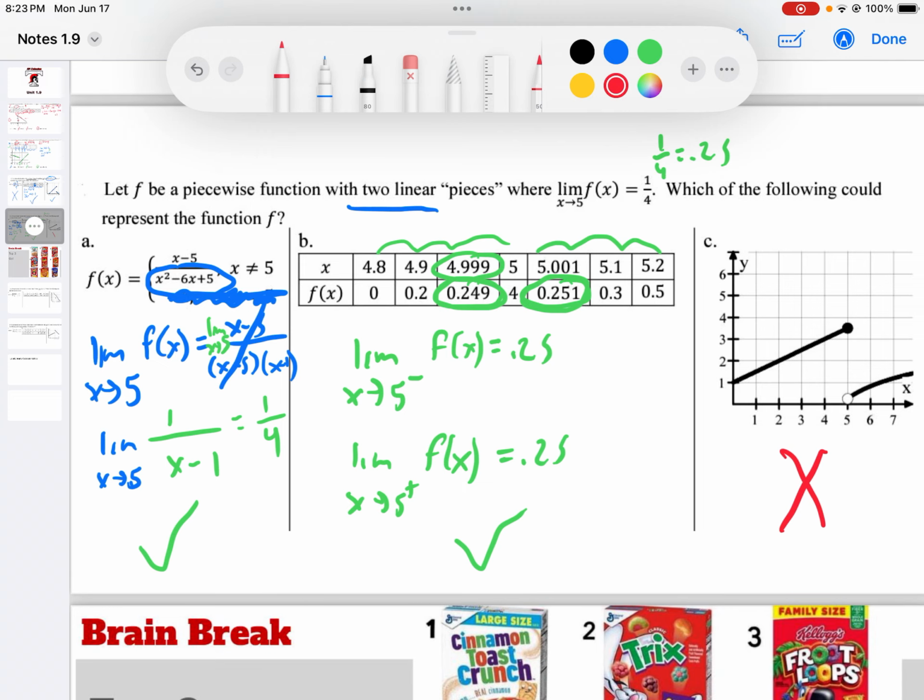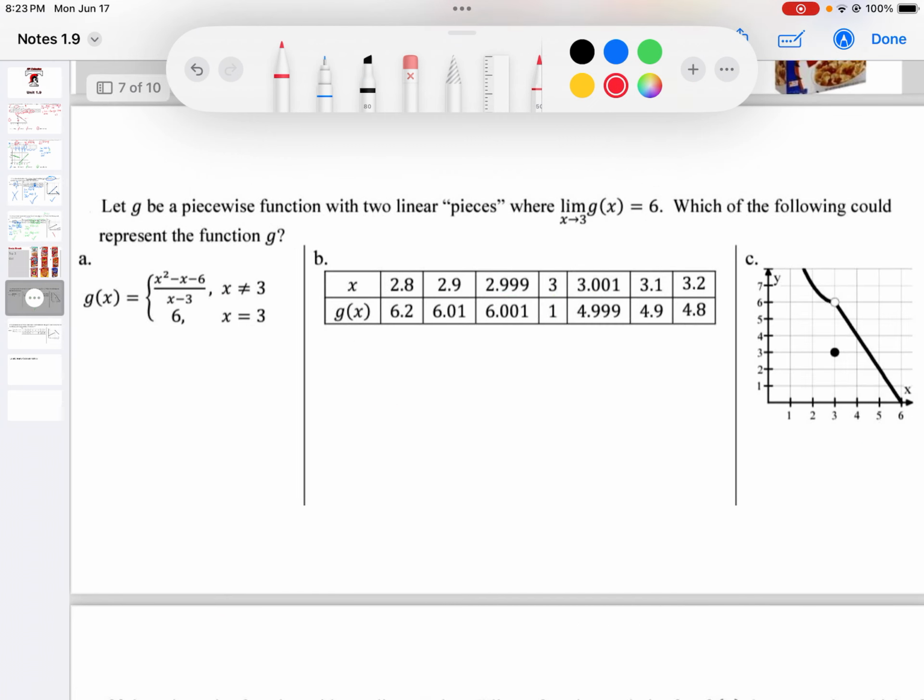All right, 2 more examples. Hopefully you're pausing these and then moving on, and then seeing if you got them right. All right, let g be a piecewise function with 2 linear pieces, where the limit of g of x as x approaches 3 is 6. Which of the following could represent the function g?